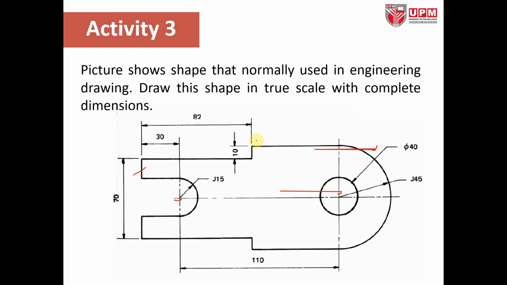And if you can see the dimensions here, some of the dimensions are not given, including this part. So for this part, you need to do some calculation. The first thing, you need to find this dimension first by 82 minus 30, and then from this value you subtract this value in order to get this value, so that you're going to get all the dimensions for you to draw the figures. Okay, so that's for activity 3.